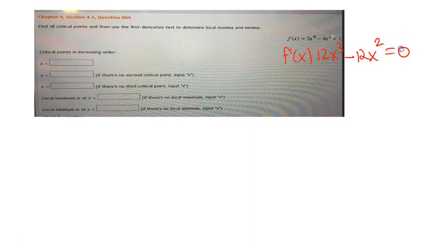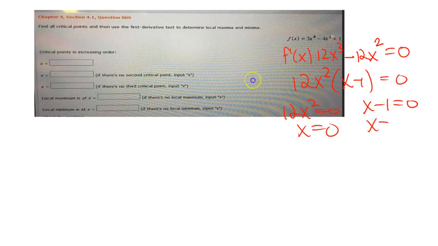Now I'm going to set this equal to 0 and figure out what my critical points are. I think I took the wrong derivative. So I can factor out a 12x squared, and I'm left with an x minus 1. 12x squared equals 0, x equals 0; x minus 1 equals 0, x equals 1. So right now I have two critical points in increasing order.